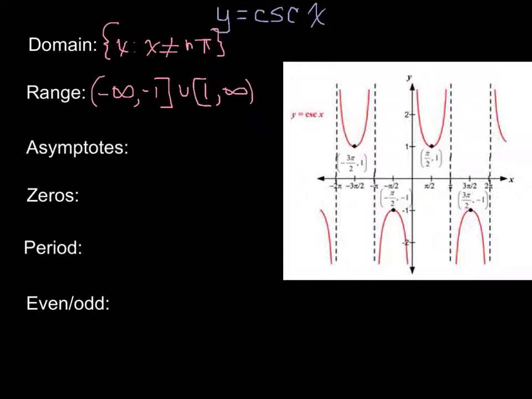The asymptotes occur at x equals n pi. The zeros, there are none. It does not cross the x-axis. The period, because it's the reciprocal of sine, is the same period of sine, which is 2 pi. And it is an odd function like sine, because it is symmetric about the origin.